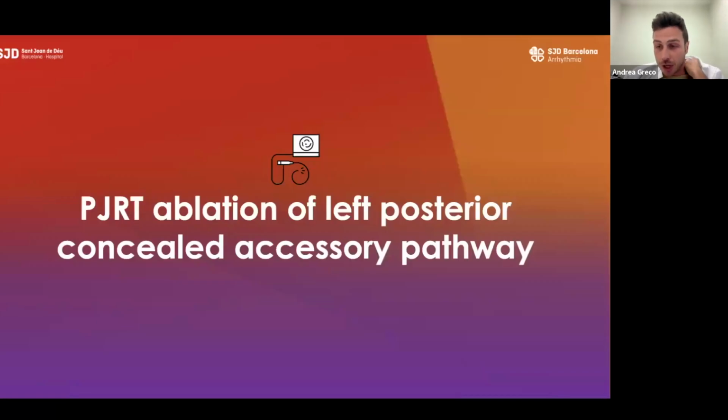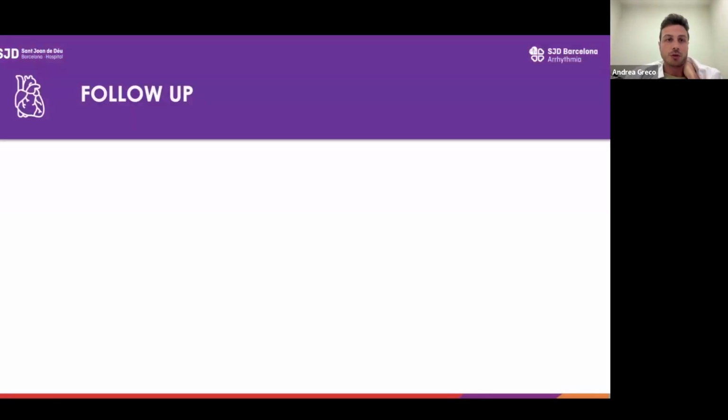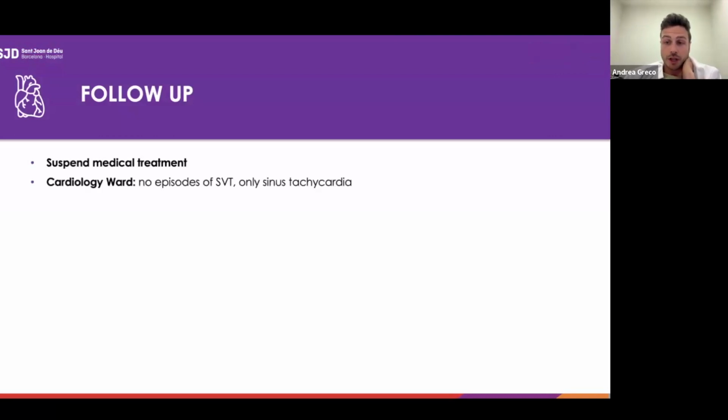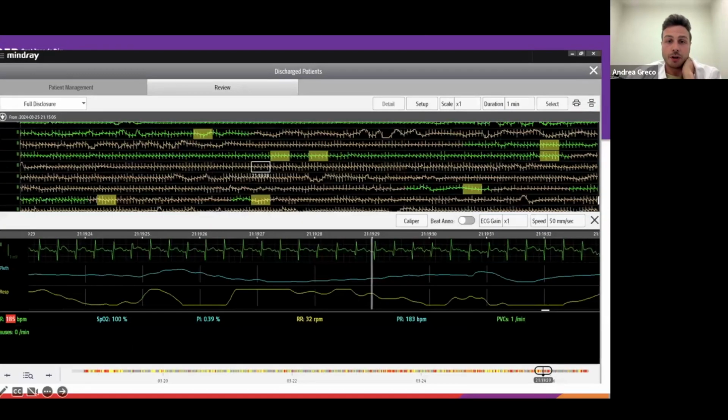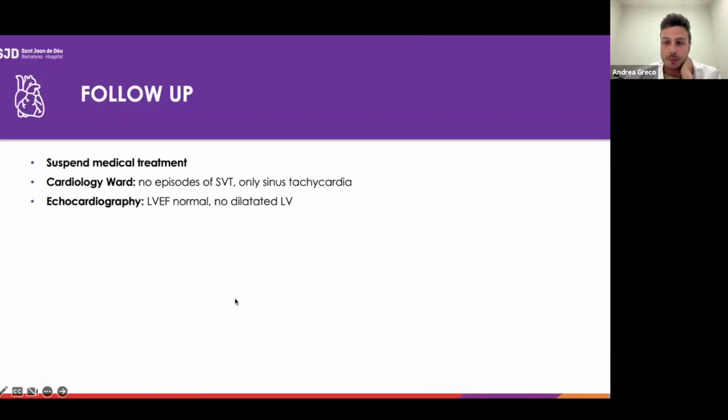So we perform a PGRT ablation of a left posterior concealed accessory pathway. And during the follow-up, after the ablation, we suspend medical treatment. In the remote monitoring of the cardiology ward, we don't have episodes of SVT. We see a sinus tachycardia with 119 beats per minute, but with a normal ECG. An echocardiography shows a normalized left ventricle ejection fraction with no dilatation of the left ventricle.